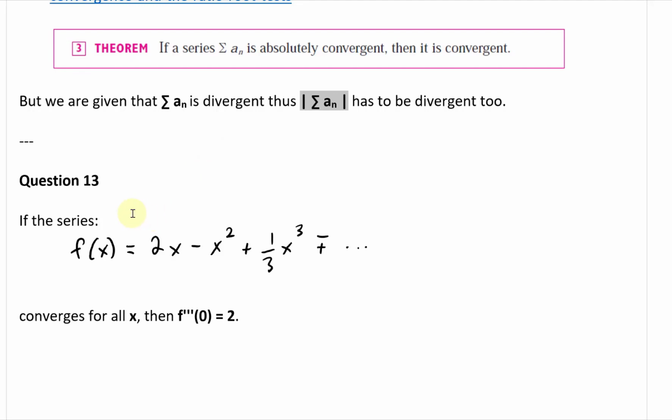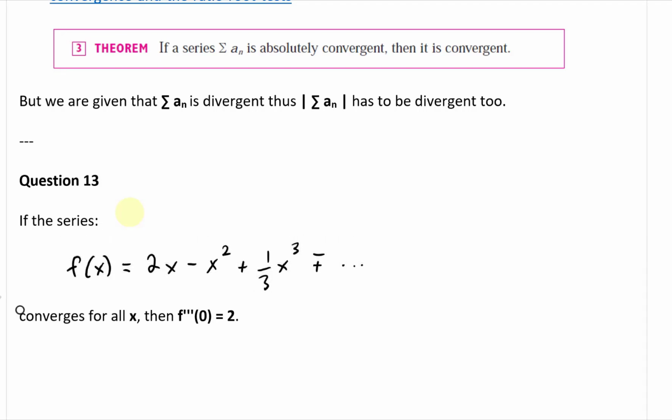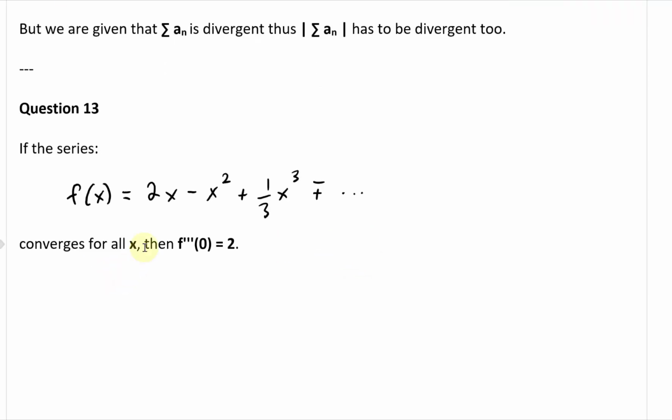Now let's take a look at question 13. Move this lower, like that. Alright, so if the series f(x) equals 2x minus x squared plus 1 divided by 3 times x cubed, then the next one's going to be minus, and then the next one's plus, etc., converges for all x, then the third derivative at 0 equals 2.